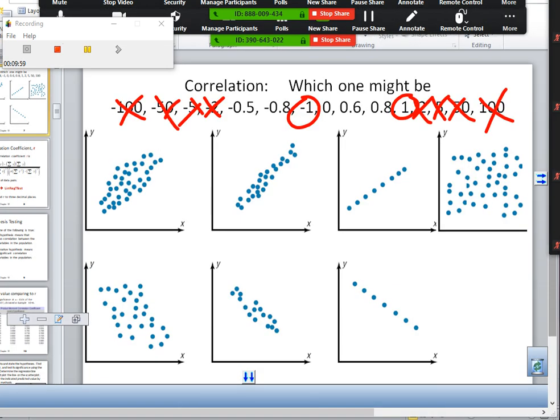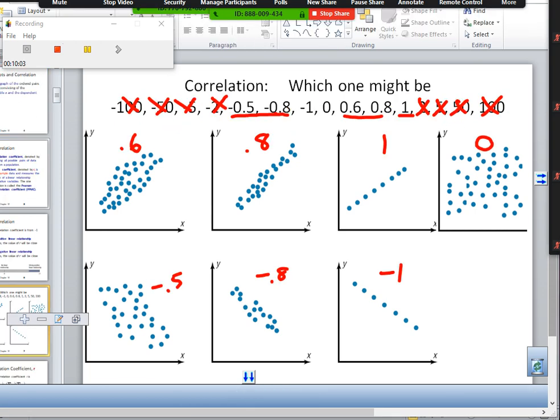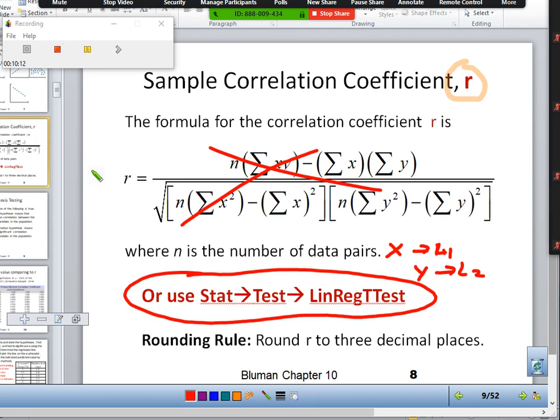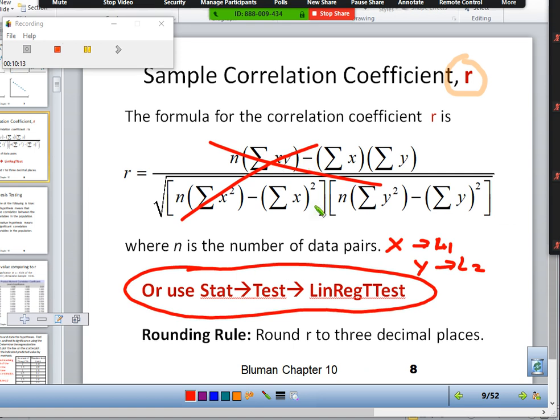Okay. So here it is again, the numbers. All right, now sample correlation coefficient. How do we calculate this R, which can be between -1 and 1? Well, you can use a big long formula, but we're not going to do that anymore. Instead, just put your X's into list 1, put your Y's into list 2, and do stat test LinRegTTest. That'll give you your R, it'll give you your A and your B, it'll give you all sorts of great stuff. It'll give you your p-value as well, and lots of other stuff.